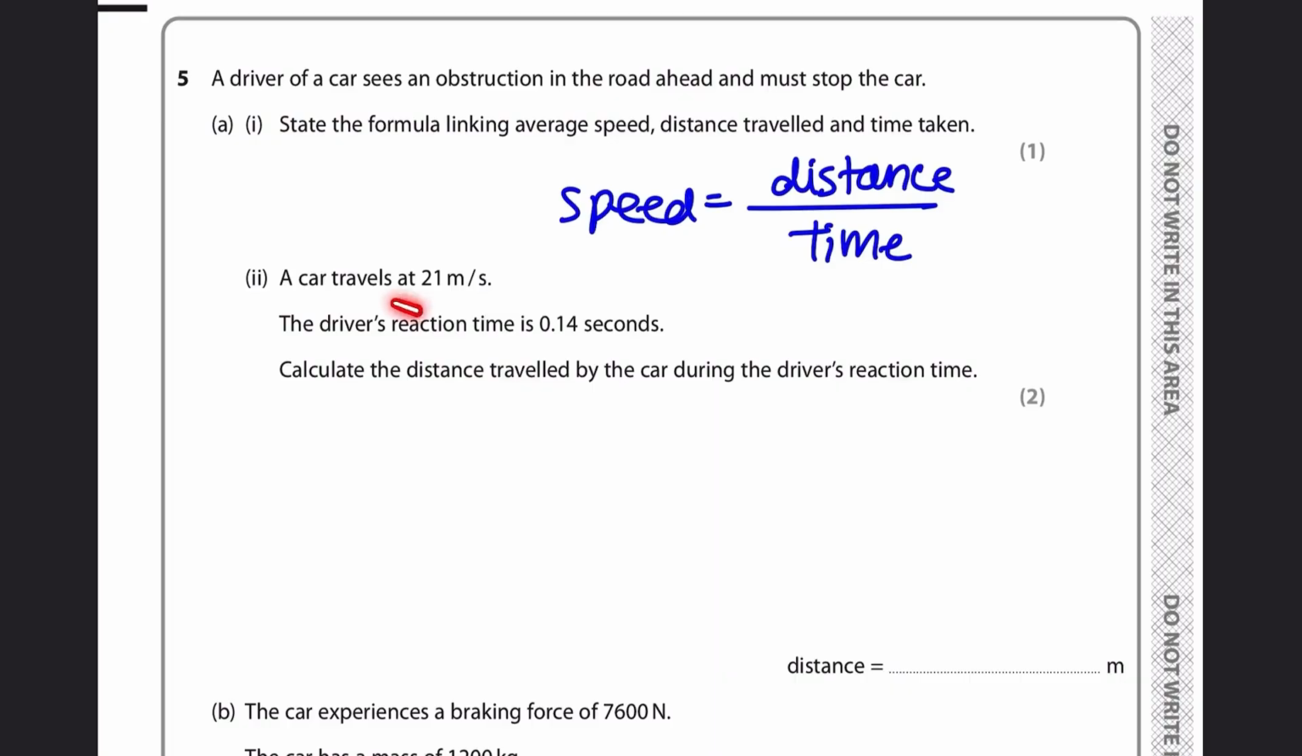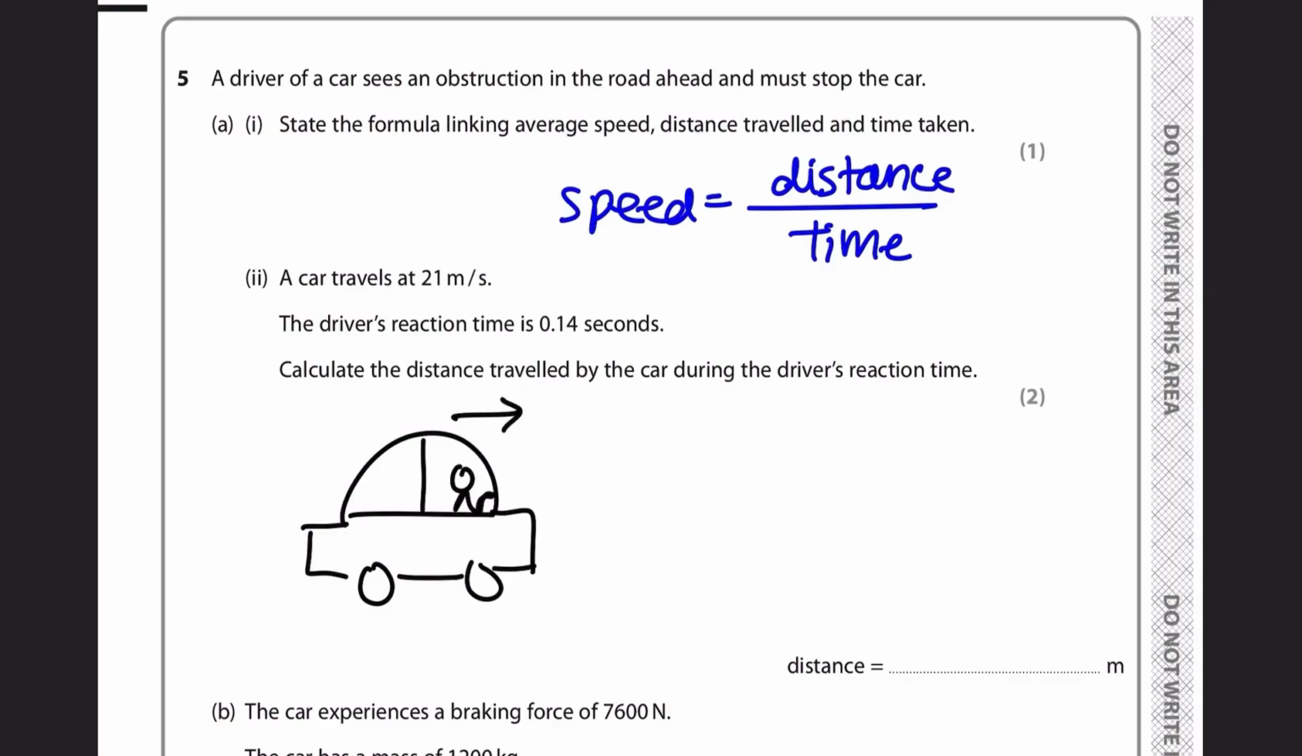So the car is traveling at 21 meters per second, and then the driver's reaction time is 0.14 seconds. Calculate the distance traveled by the car during the driver's reaction time. So I want to make sure everyone knows what's going on here. So here is the car, and the driver is here, right? The wheel is here. So the car is traveling this way towards the right-hand side.